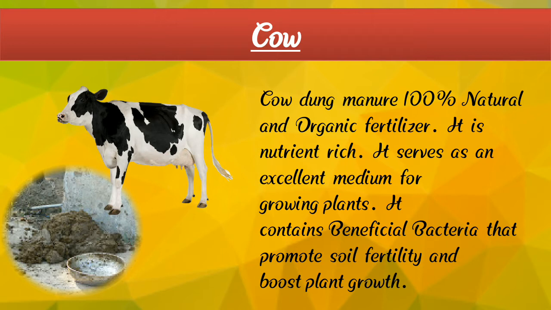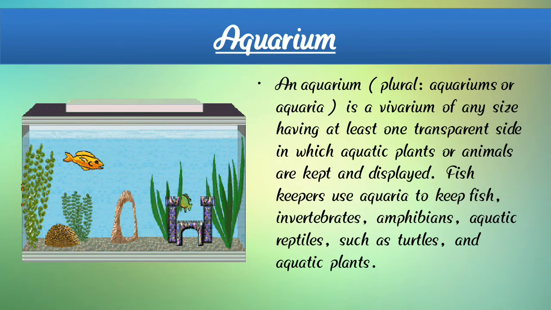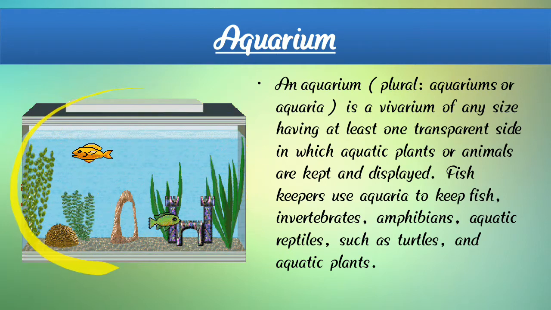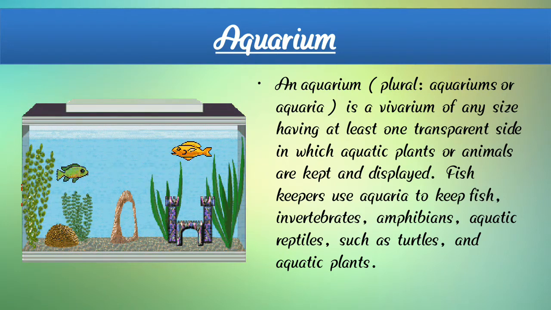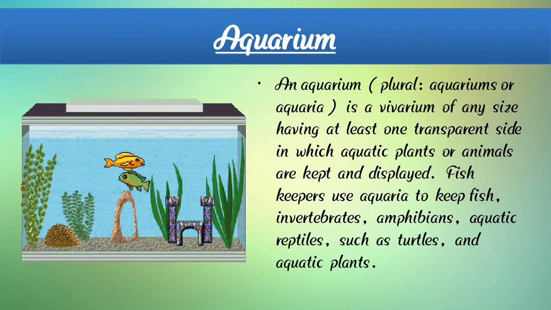So now next, it's an aquarium. Here we can see where we keep fish. It is called an aquarium. The place where fish are kept is known as an aquarium.